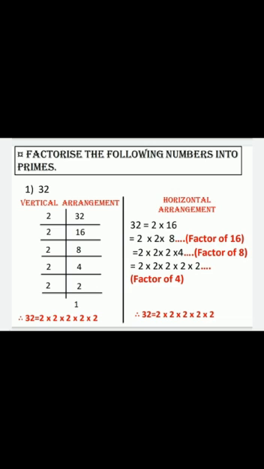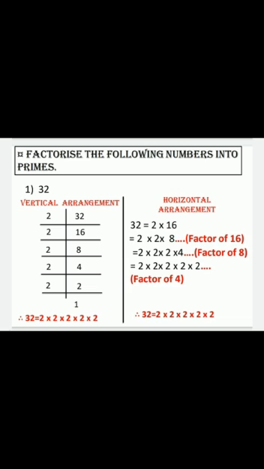In vertical arrangement, you will write 2 into 16, then 16, 2 into 8, 8, 2 into 4, 4, 2 2s are, 2 1s are. So the prime factors of 32 is 2 into 2 into 2 into 2 into 2.